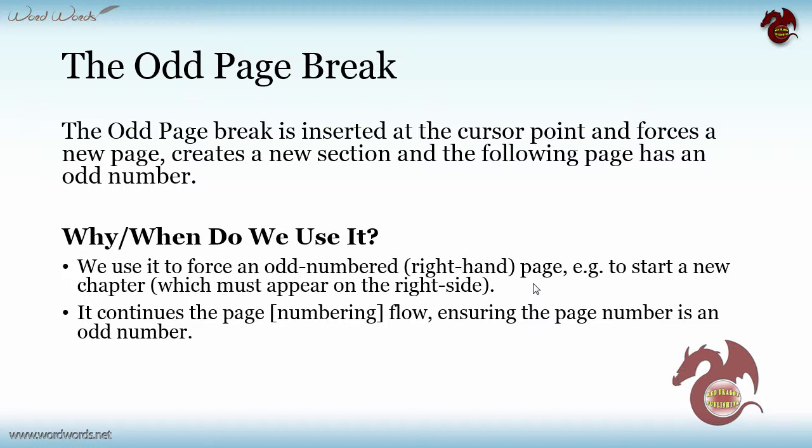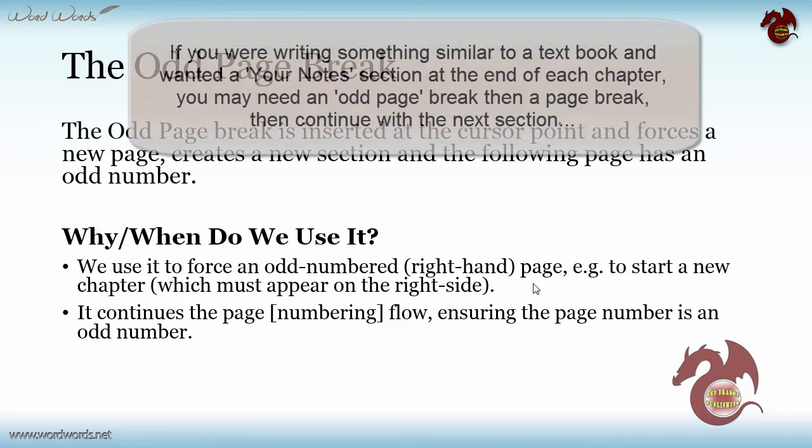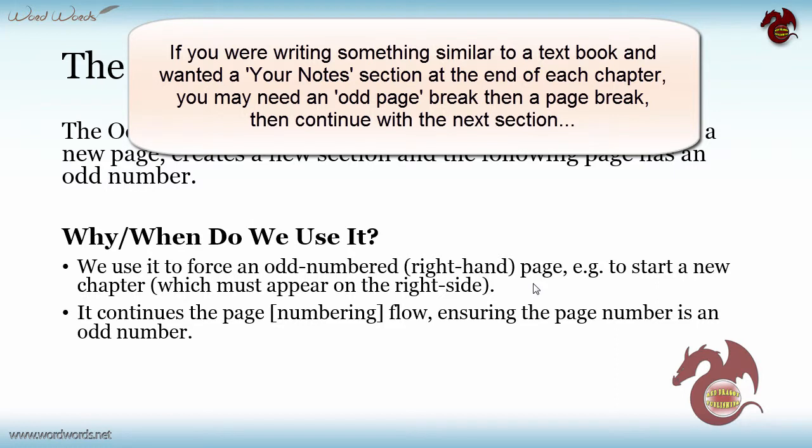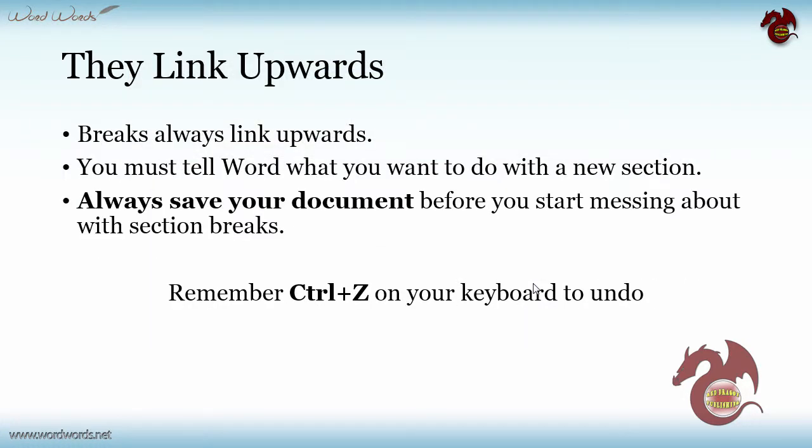Then we have the odd page break, and the reverse of the even page. If we need to force an odd page, then this is the break that we would use, for exactly the same reasons as we'd insert an even page. We want that chapter to appear on the correct side of our book. And as we just saw in my example there, they link upwards. So if you insert a section break, then you need to unlink to the one before it, but you also need to go to the next one if there is a following section break, and you need to unlink that one as well. Otherwise, you will screw up your numbering.